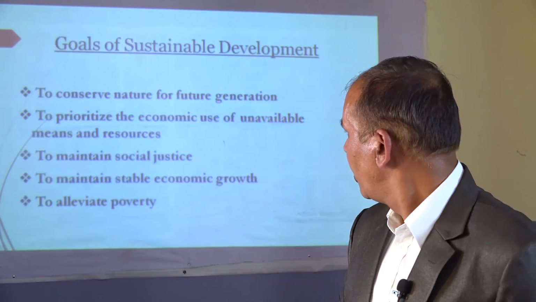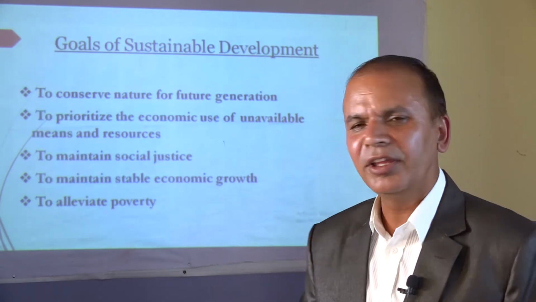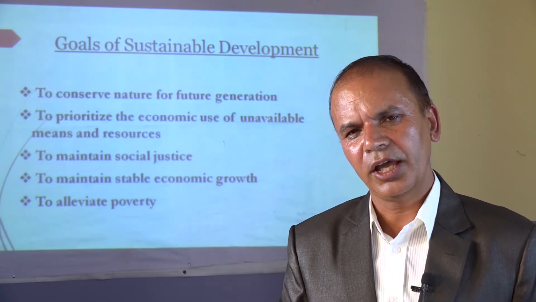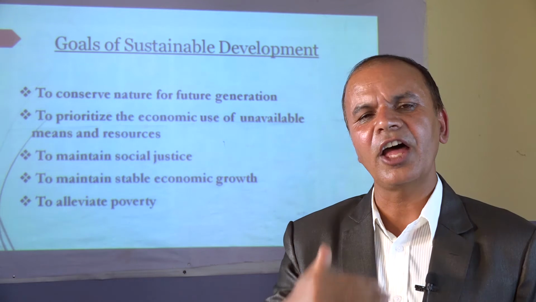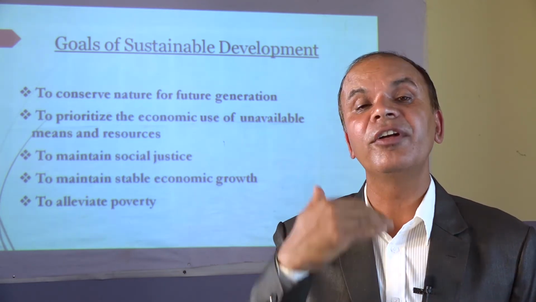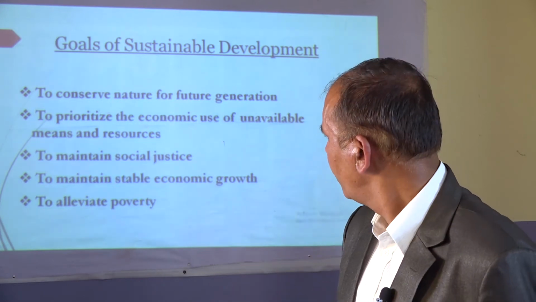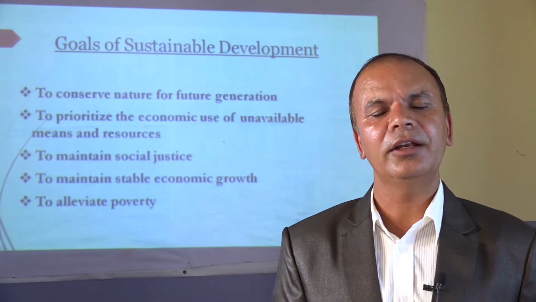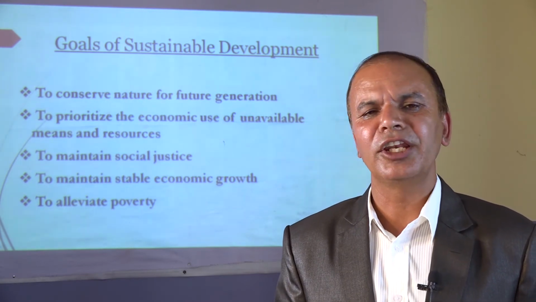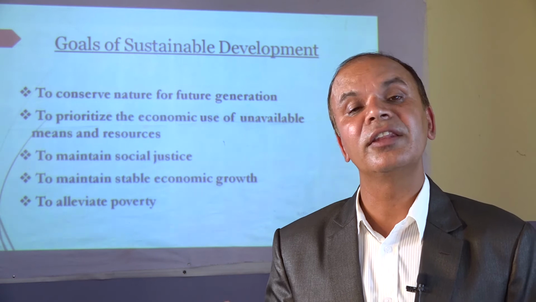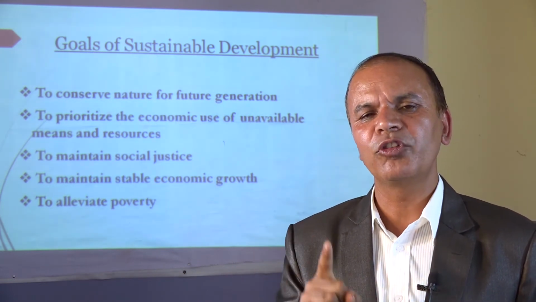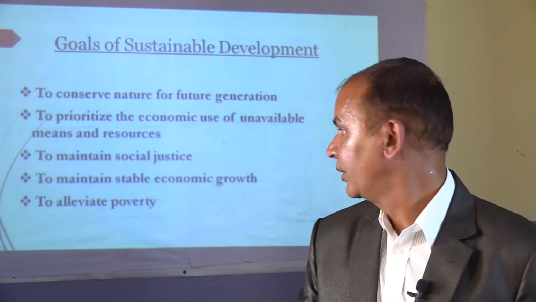And now the goals of sustainable development, means the targeted point. What is the last point? When we use sustainable development, where can we reach? Those are the goals. To conserve nature means that when we learn sustainable development, we can conserve natural beauty, natural phenomena, and natural purity, and they can be used by our future generation as well.